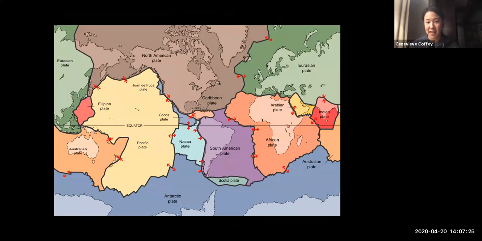And because of this, every once in a while, these plates will get stuck. And as they get stuck, there's strain that builds up at that stuck patch. And eventually that strain keeps building up until you get an earthquake.